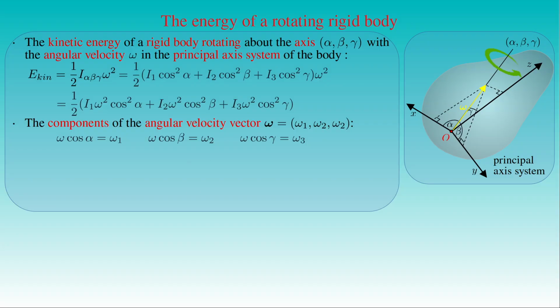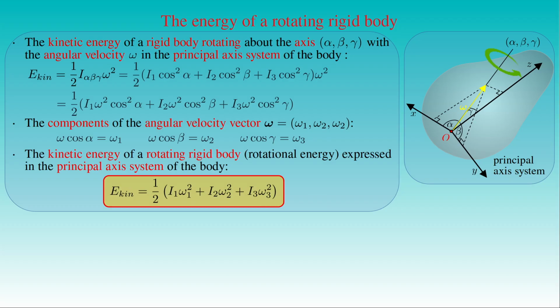If we substitute these expressions into the kinetic energy of the rotating rigid body, then it can be written as 1 over 2 times the sum of the first principal moment of inertia I1 of the body times the square of the first component of its angular velocity omega, its second principal moment of inertia I2 times the square of the second component of the angular velocity omega, and its third principal moment of inertia I3 times the square of the third component of the angular velocity omega. This is the simple form of the rotational energy of the body expressed in its principal axis system with respect to a given point O.